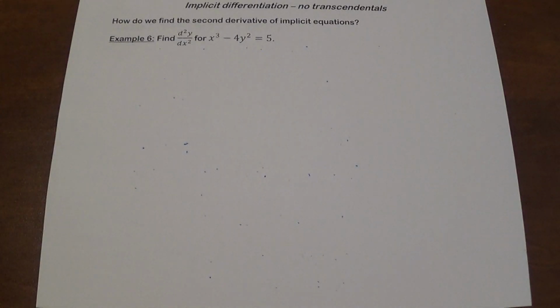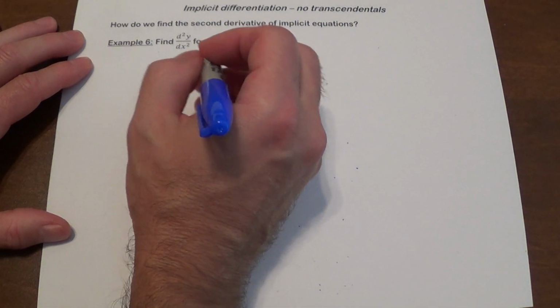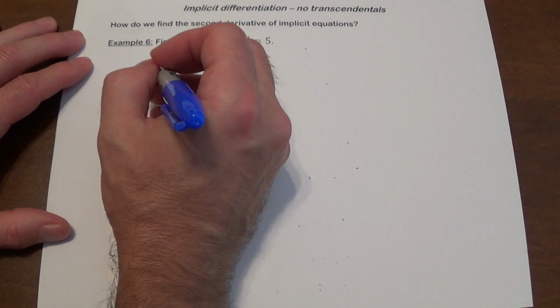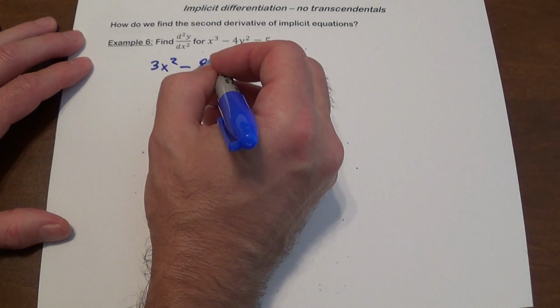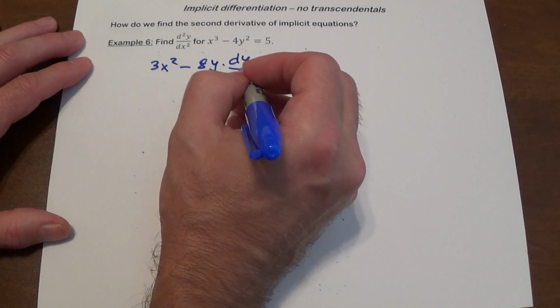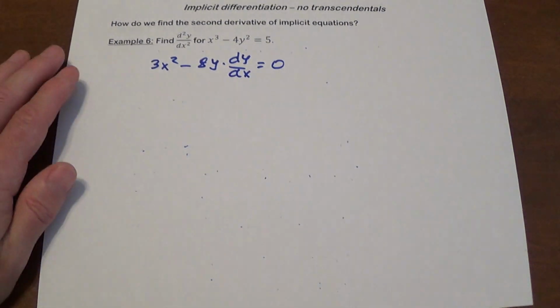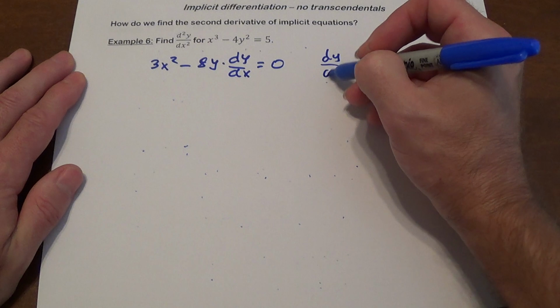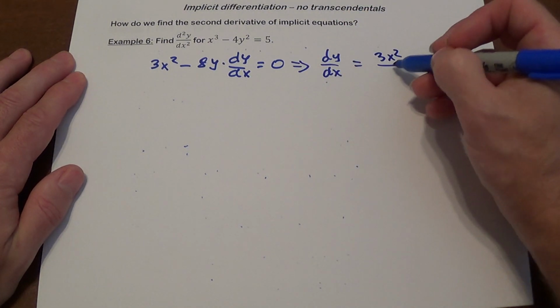How do we find the second derivative? So to find the second derivative, what you do is you are going to find the first derivative, and after that you're going to differentiate this again, but I have to show you a little trick to that. So we're going to start with this easy example. The first derivative here, to do that, you're going to get 3x squared minus, to differentiate this, you're going to get 8y times dy over dx equals 0. And then we can say that from here dy over dx is going to equal 3x squared divided by 8y.